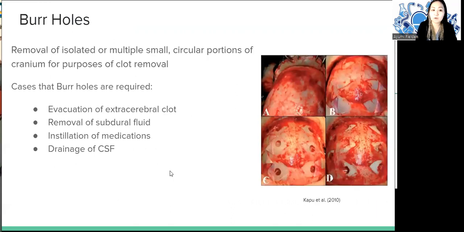Burr holes. It is a removal of isolated or multiple small circular portions of cranium for the purpose of clot removal. So they do burr holes to gain access to, let's say, the subdural space, so they can remove a subdural hematoma. So evacuation of clot, removal of subdural fluid, instillation of medication, drainage of CSF.